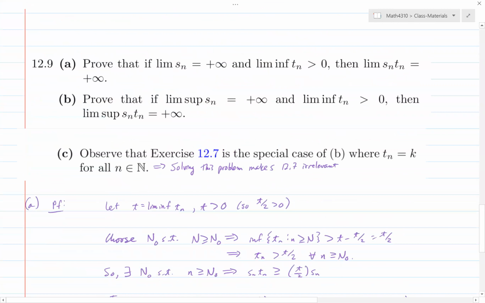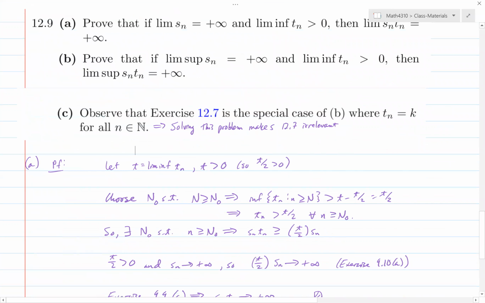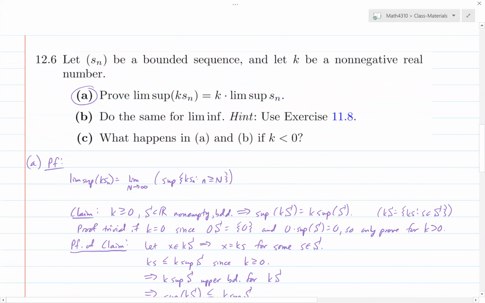And basically I make this kind of statement that part C is essentially saying if you solve this problem first, you didn't need to waste your time solving exercise 12.7, which is nice to know if you were going to solve exercise 12.7. So anyways, I'll stop the video here. There are some details here that you should read for yourself, but I just want to give a little bit of context to some of these proofs.